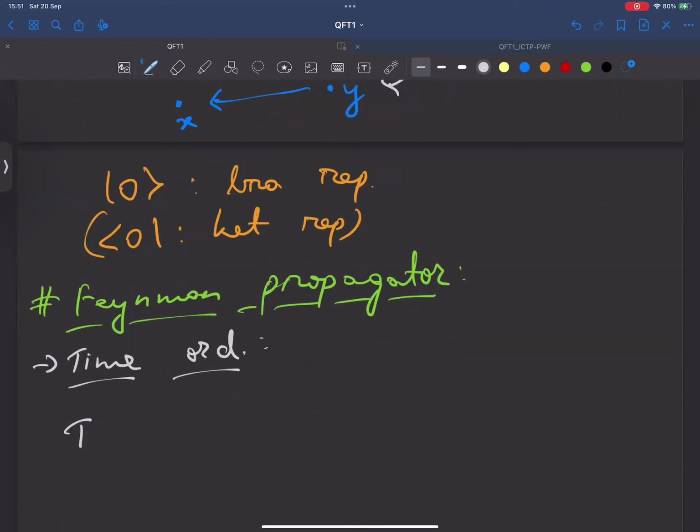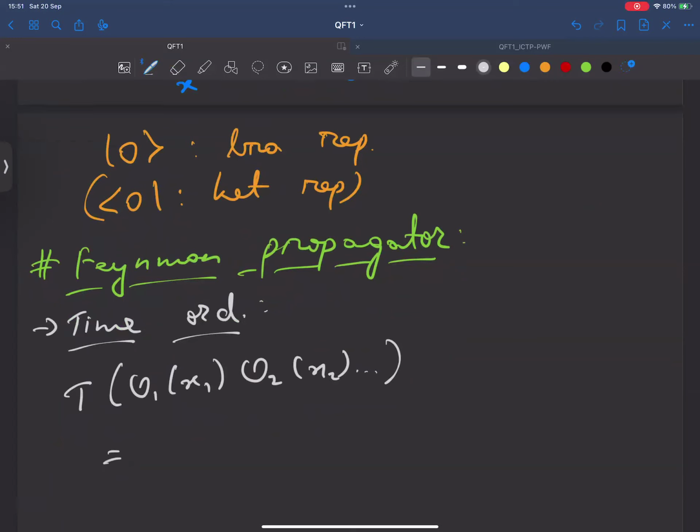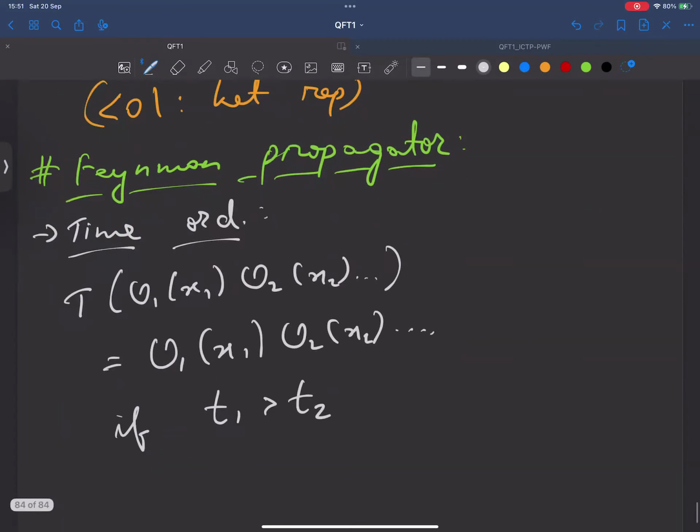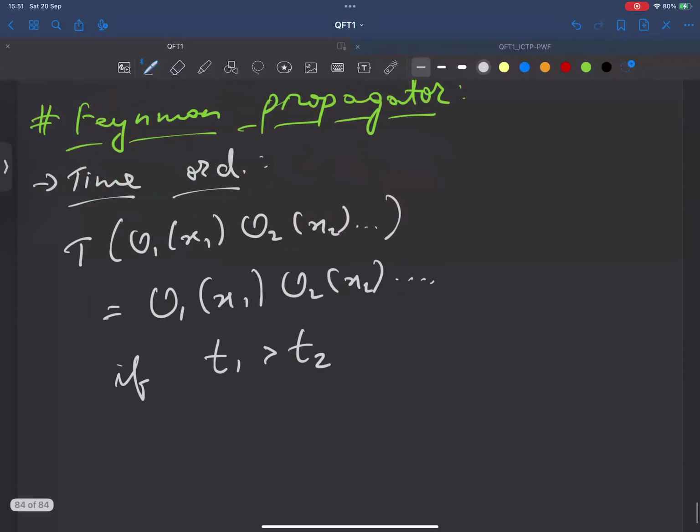A symbol for time ordering will be denoted like this: T of O1(x1), O2(x2), and so on. I can write it like this if the time for x1, that is t1, is greater than t2. All it means is that in a chain of operators, if you time order them, the operator which comes later will be on the left, and the operator which comes earlier will be on the right. So this is what time ordering means.